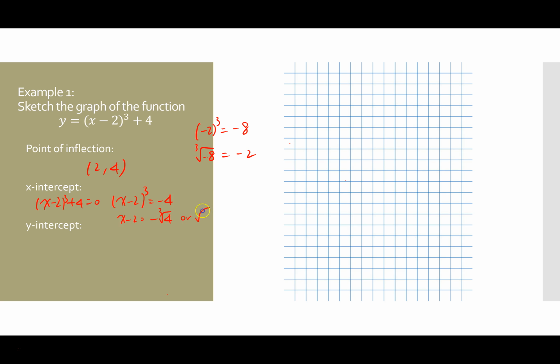or you can say it's the cube root of negative 4. These two are the same, you can take the negative sign in front. What that implies is x = 2 - cube root 4. Since cube root 4 is about 1.59, 2 minus this is about 0.4.